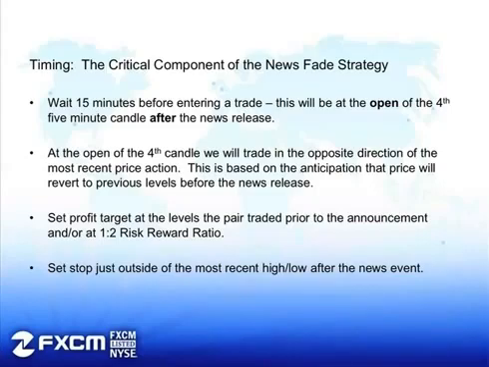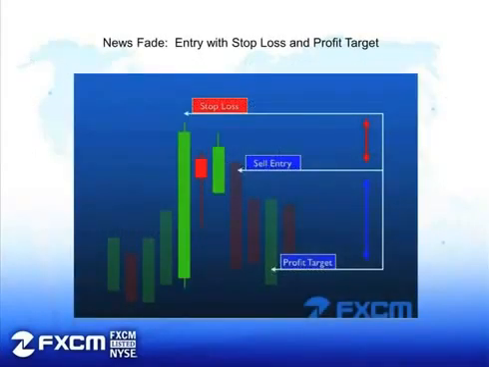And this is another hypothetical type of chart, so you can kind of graphically picture how this works. Okay, so here's where the announcement happened. Again, 1, 2, 3. And then we fade the initial move, so we'd be selling right there. And this is a good graphic example of a 1-to-2 risk-reward ratio. Notice how the distance to our stop here is about half the distance of our profit target. So we're risking this amount of loss for potentially this amount of gain, putting it in a graphic sense as far as the news fade.